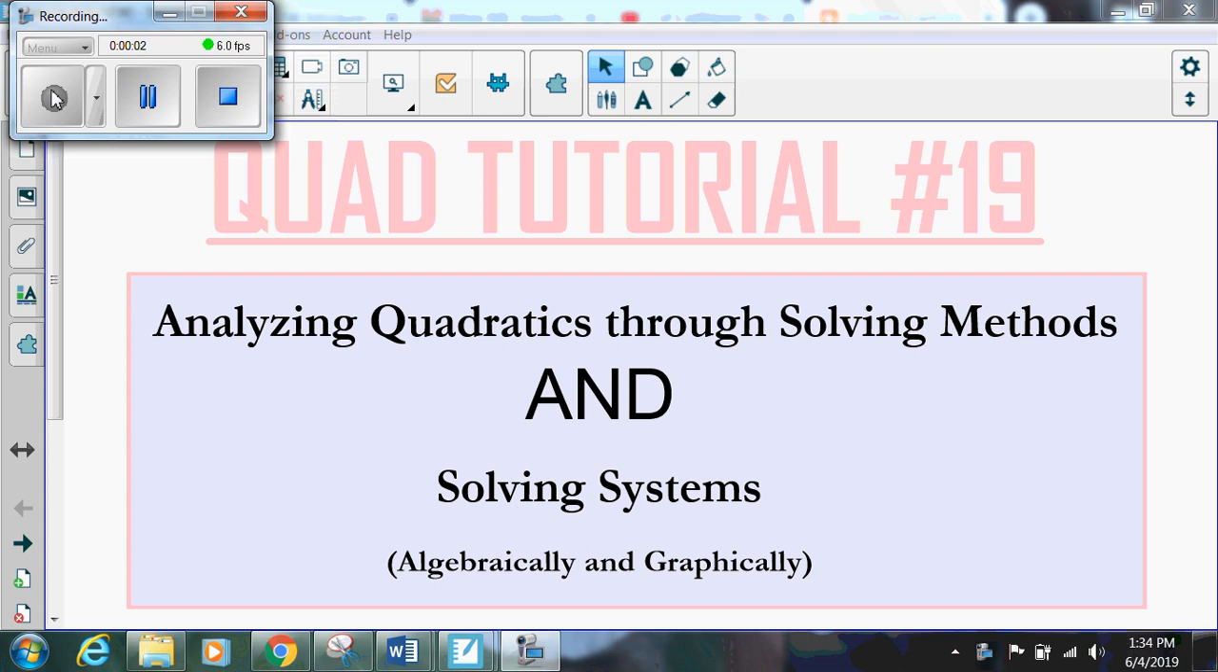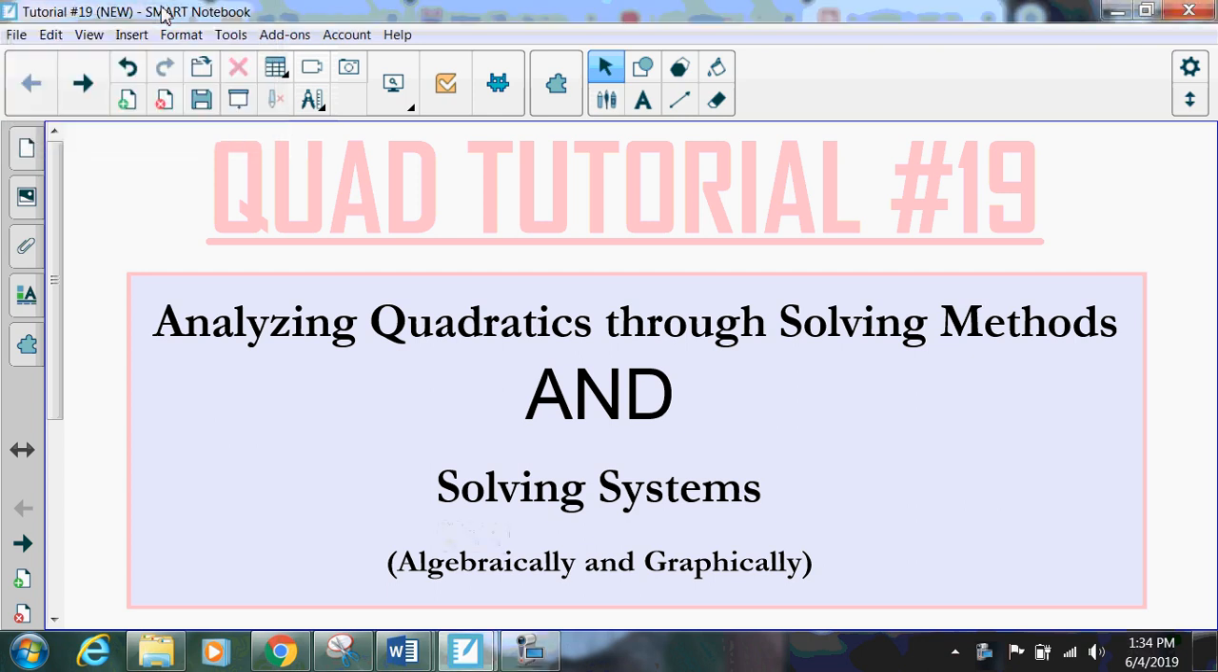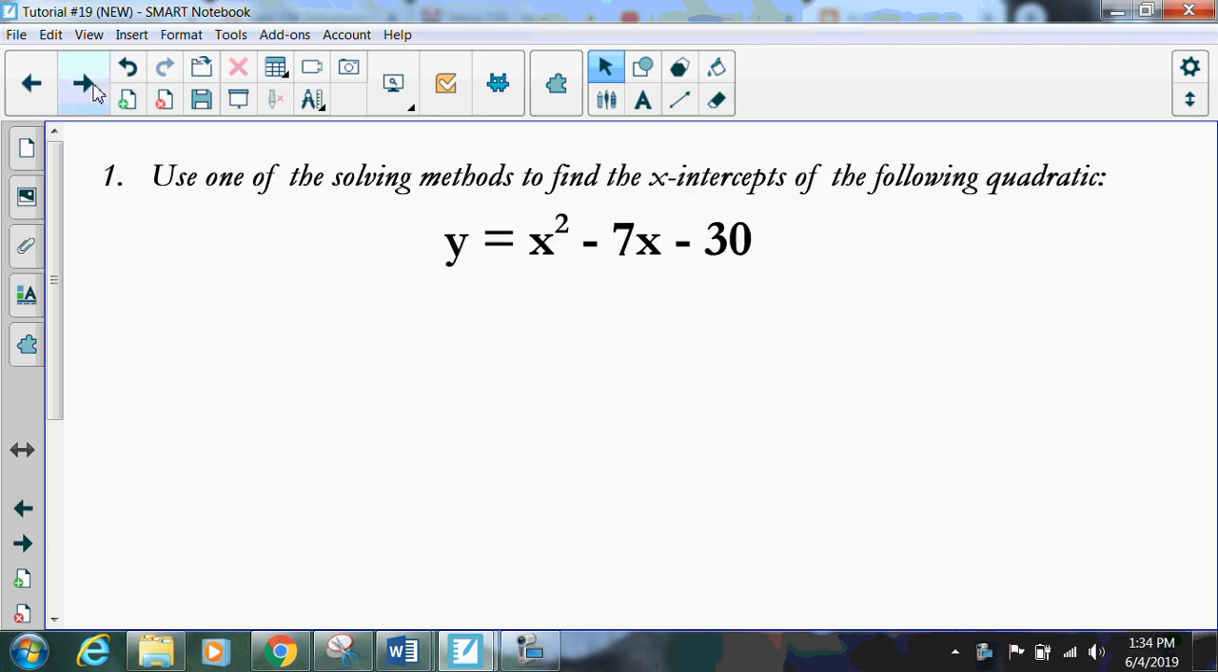Okay, let's go. Quad tutorial number 19, kind of a hodgepodge of a lot of different things. Let's start. Number one says use one of the solving methods to find the x-intercepts of the following quadratic. We know that when we talked about factoring with quadratics that we were finding the x-intercepts. And so what are the steps to find them?